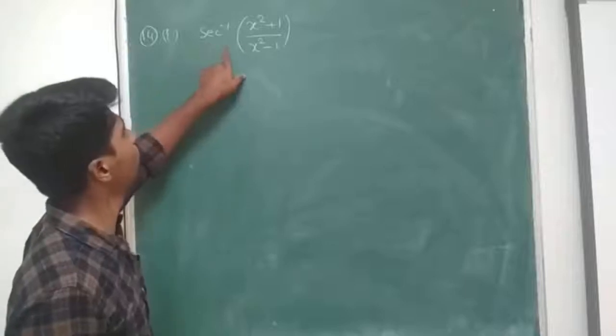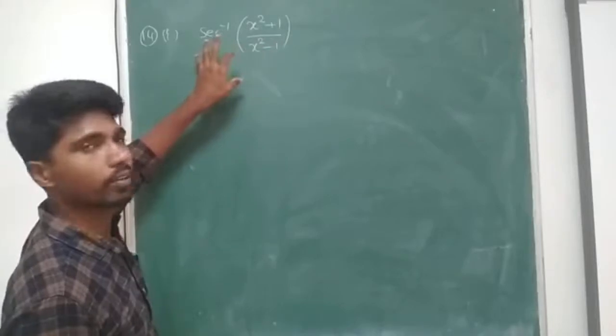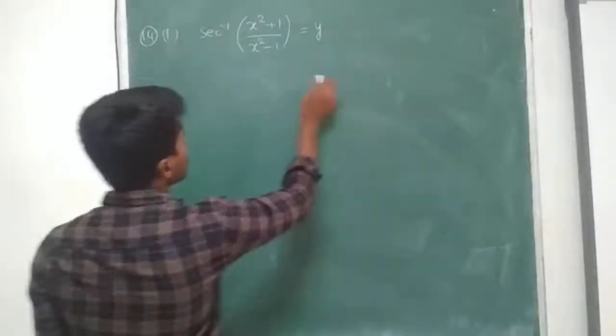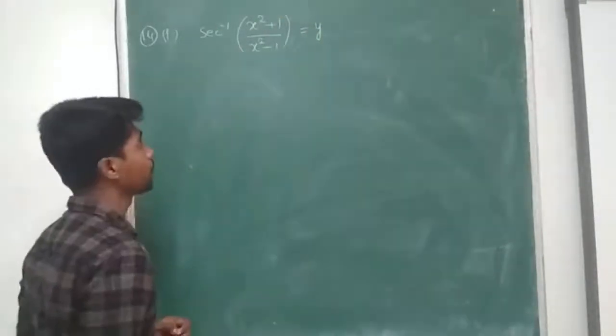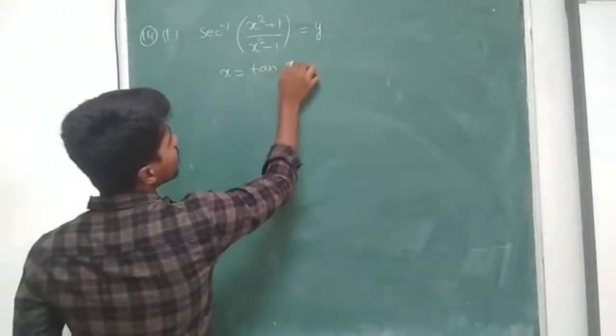Secant inverse of (x square plus 1) by (x square minus 1). We have to find out the derivative of this particular thing with respect to x. Okay, take it as y. Then in this particular function, to find its derivative, I am assuming x is equal to tan theta.